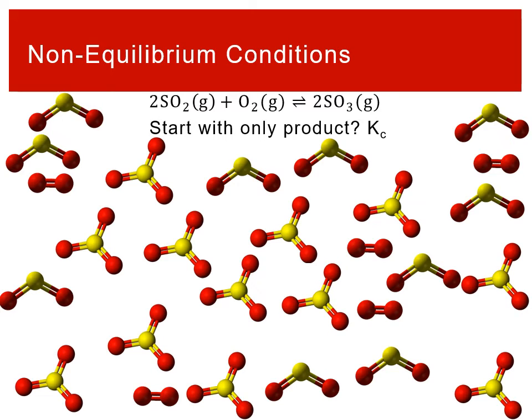And this will continue to happen. The SO3s will react, and more and more of the O2 and SO2 will become present. There was none initially, so the amount will increase. And it only stops when equilibrium is reached. It's all about reaching equilibrium.